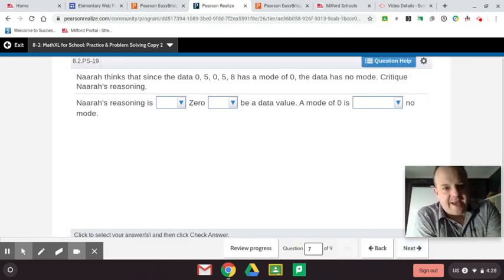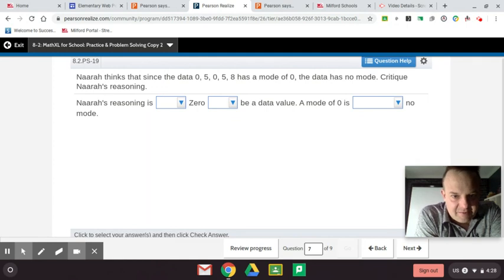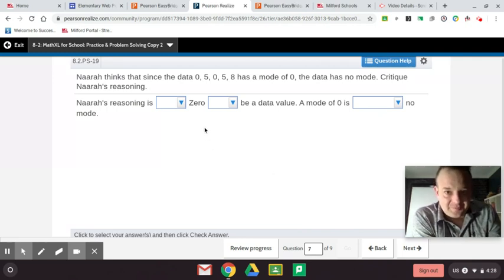Nara thinks that since the data 0, 5, 0, 5, 8 has a mode of 0, the data has no mode. Critique Nara's reasoning. Now, just because 0 is there, 0 is one of the data values. So the mode is 0. It's not no mode. It is 0. So Nara's reasoning is wrong. It's flawed.